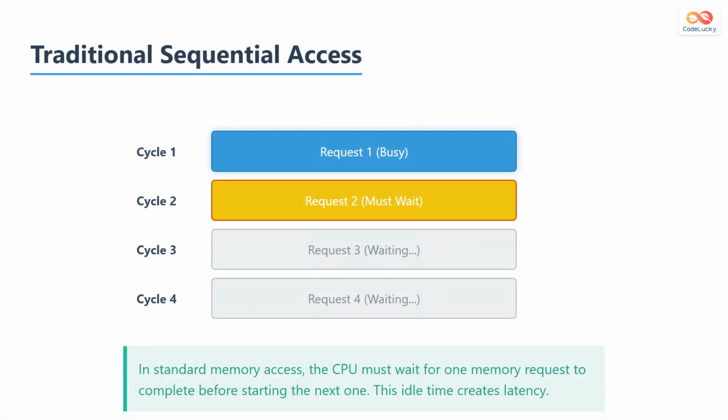In a traditional, non-interleaved memory system, access is sequential. Imagine the CPU requests a piece of data. The memory module receives the request, finds the data, and sends it back. During this entire time, the memory module is busy and cannot handle any other requests. If the CPU needs 4 pieces of data, it has to wait for the first one to finish completely before asking for the second one, and so on. This creates a lot of idle time.